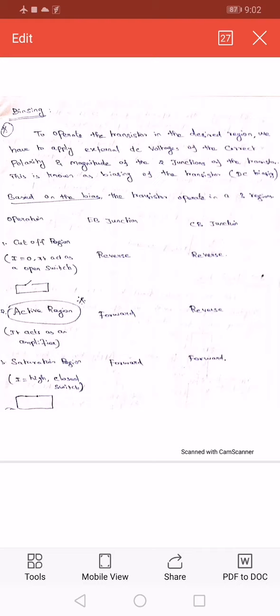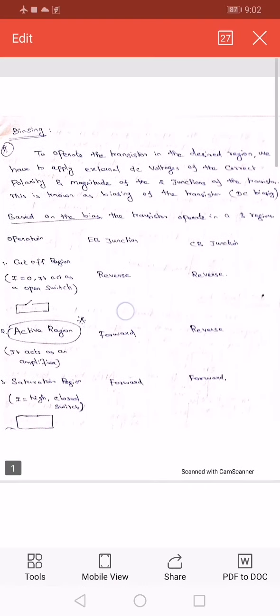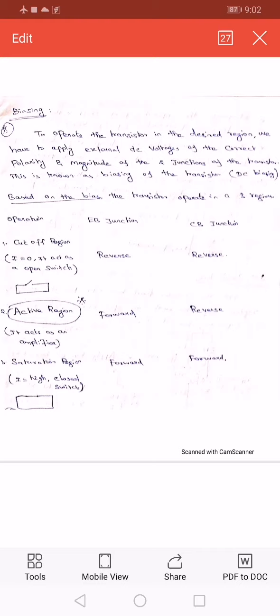Here the desired region means, based on the transistor applications, we have to operate the transistor in three different regions, that is cutoff region, active region and saturation region. For example, if the transistor operates in the active region, it acts as an amplifier circuit, or else it may act as a switch when it is operated in the cutoff or saturation regions. So based on the bias, the transistor operates in three regions.